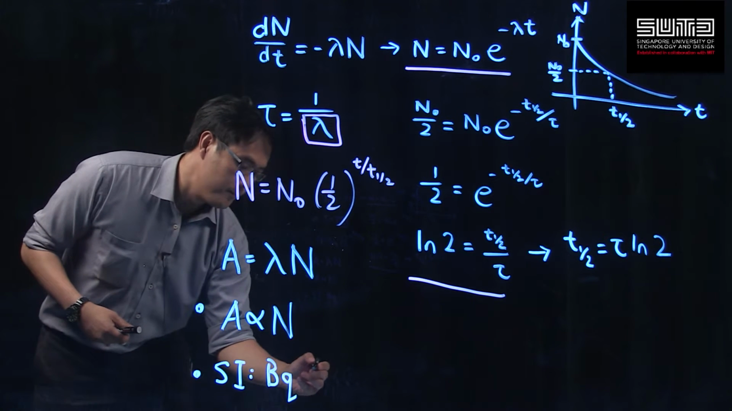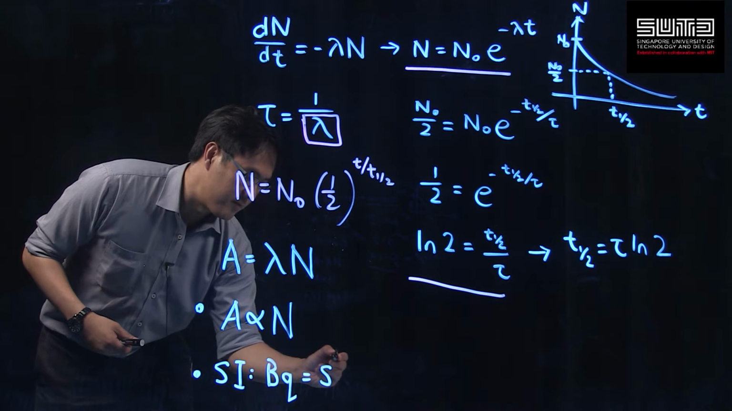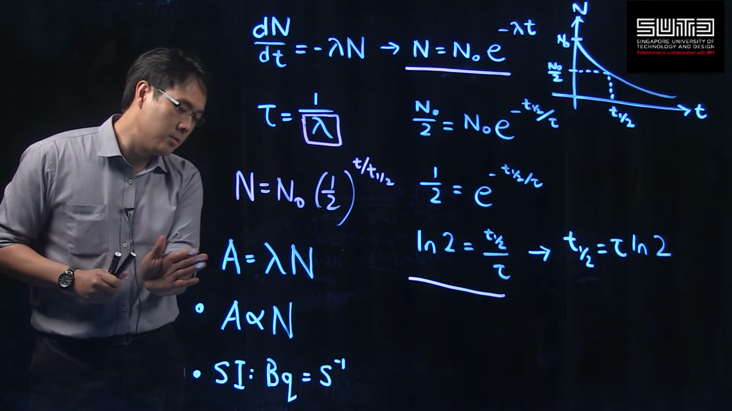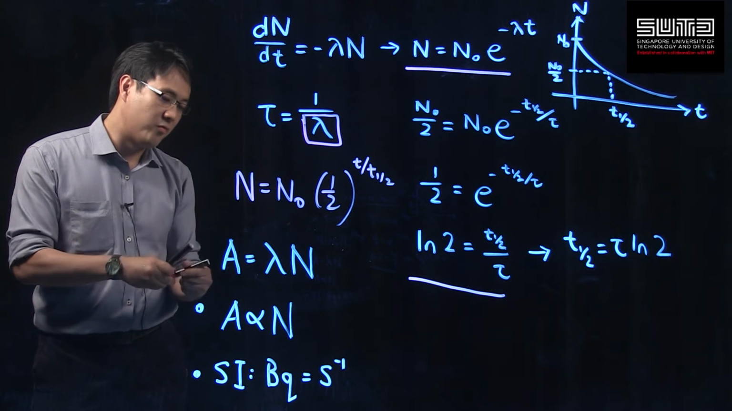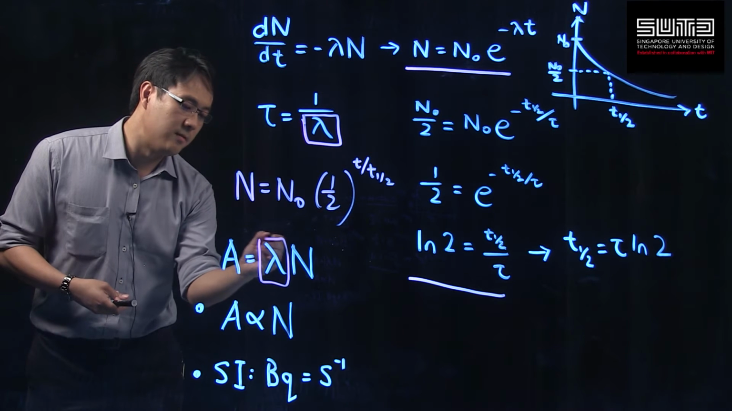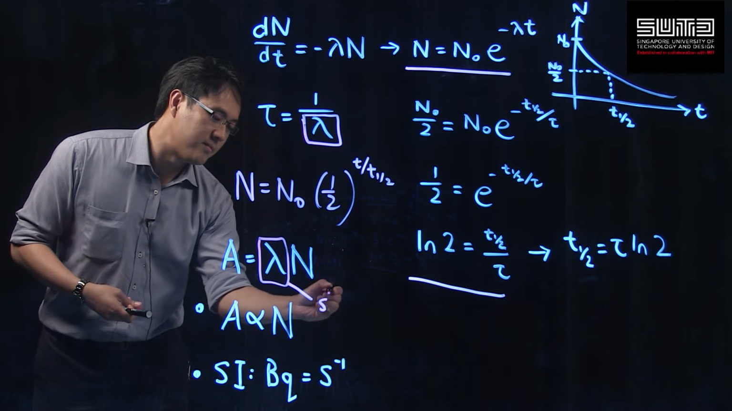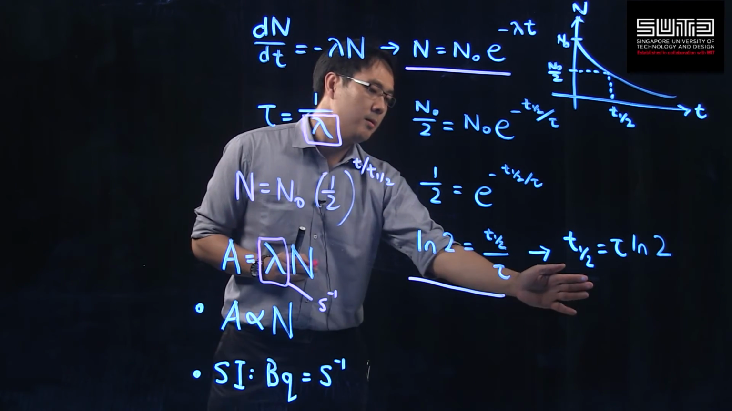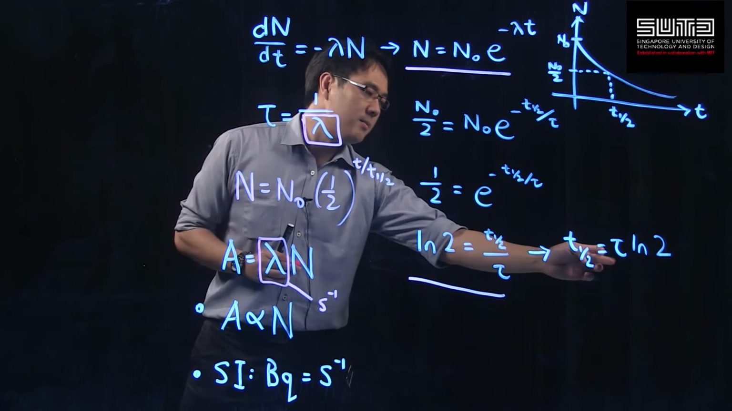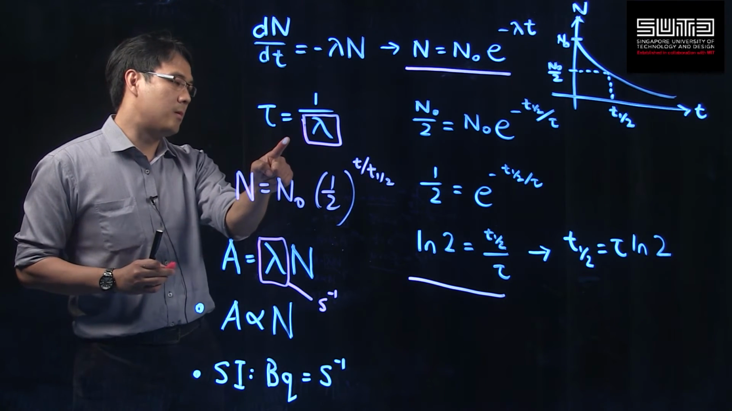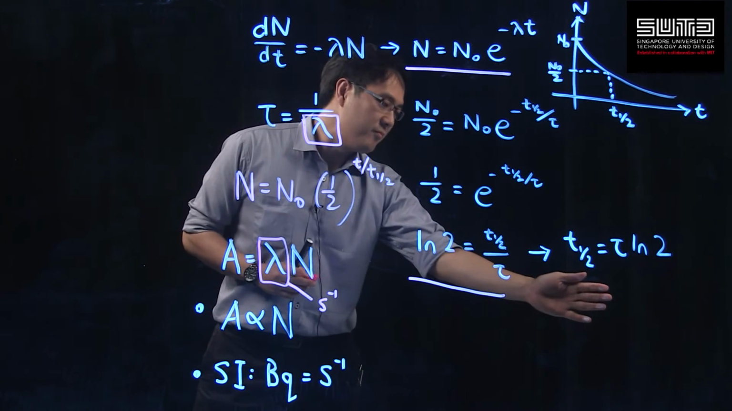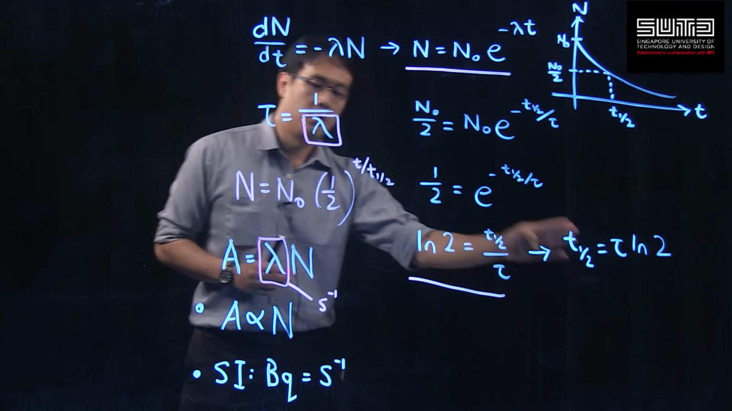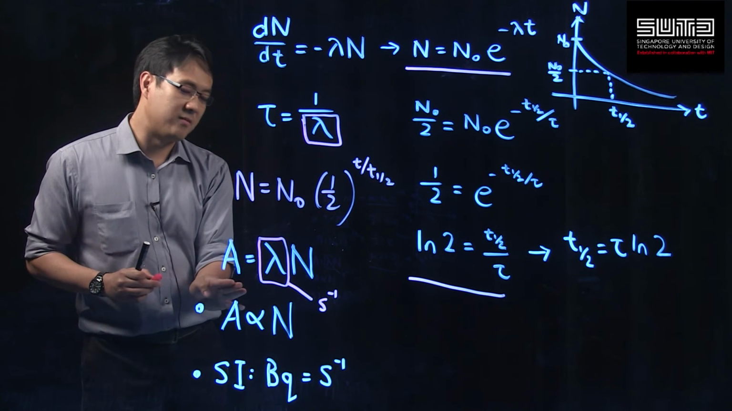Another point to note is that the activity has SI units of the becquerel, which is equivalent to per second. So that's why it's important that when you're making use of this expression, you make sure that the unit for lambda is also in terms of per second. Coming back to this expression over here, you see that there's a relationship between tau and lambda. So if you're given the half-life, you need to make sure that your half-life is converted into seconds before you make use of this expression.